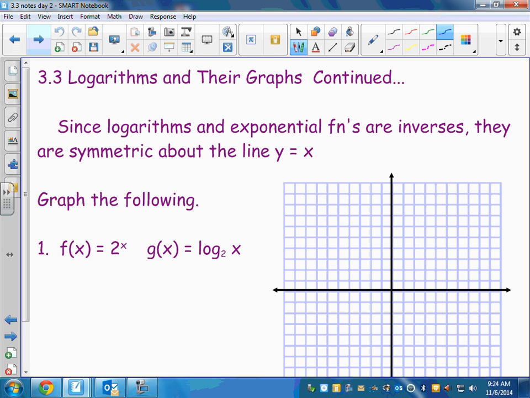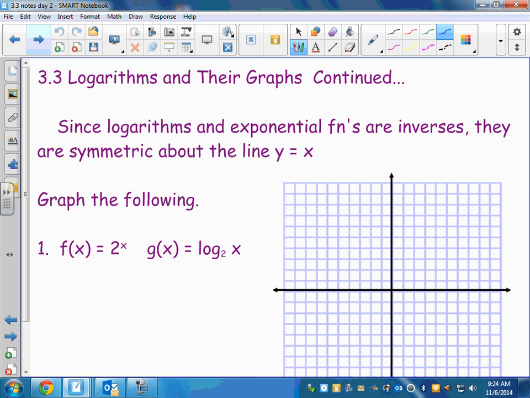too. But remember that logs and exponential functions are inverses. So they should be symmetric, just like inverse functions are, and I'm going to show you what that means in a minute. So we're just going to graph the function 2 to the x, and we're going to graph the function log base 2 of x, so you can kind of see their similarities and their differences, and why they're inverses of each other, and maybe how to pick what points to pick on here also.